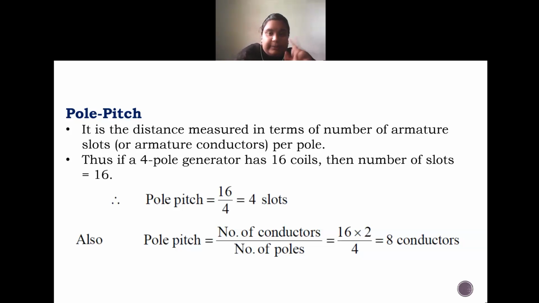So, 4 slots per pole. First we need to understand the number of coils, then the number of slots. If you know the number of slots, then you just need to divide the number of slots by the number of poles. Also, pole pitch is equal to the number of conductors divided by the number of poles. 16 into 2, that is 32, divided by 4, that is 8 conductors.